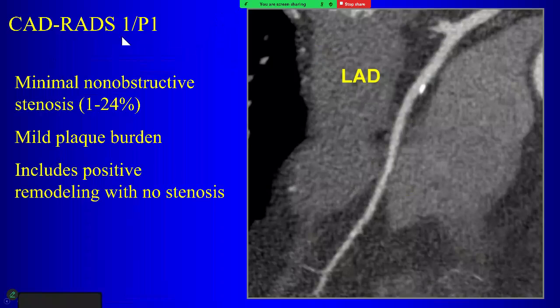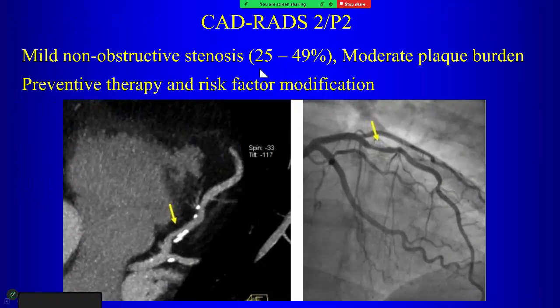If we get a CAD-RADS 1, we also evaluate the extent of plaque. So CAD-RADS 1, P1, minimal non-obstructive stenosis, 1 to 24%, mild plaque burden, and you might have some positive remodeling, but there's no significant stenosis here. CAD-RADS 2, so here we have, again, non-obstructive stenosis, this is 25 to 49%. Here we have moderate plaque burden, so that would be a P2 score. You can see the lesion over here, and you can see that the stenosis is less than 49%. Again, here, no other imaging is recommended for that patient.